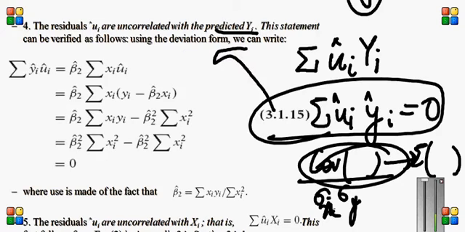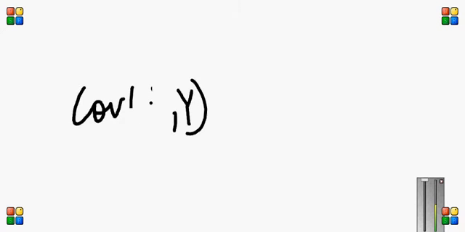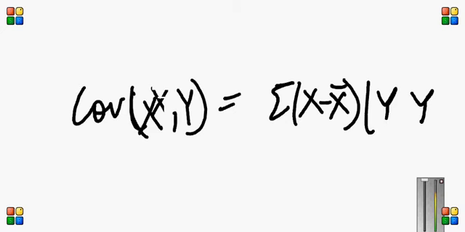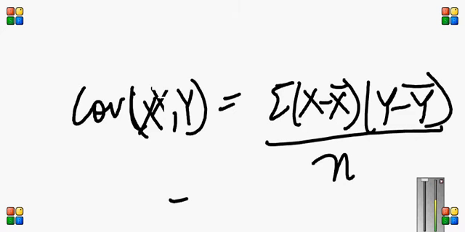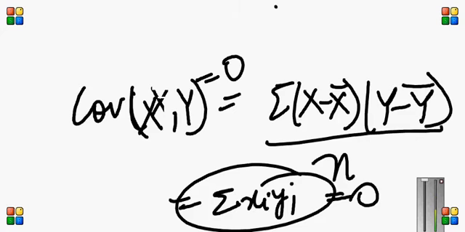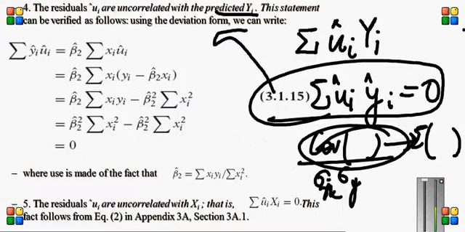So if we remember the formulas, we know that covariance of xy is nothing but summation of x minus x bar, y minus y bar, upon n. So this is nothing but summation small xi small yi. If I prove this equal to 0, then also I'm done. Why covariance? Because I know that correlation is nothing but covariance upon sigma x into sigma y. So because of all these formulas, if I am able to prove that the product of two things in their deviation form is 0, then I am actually able to prove that the correlation is 0.